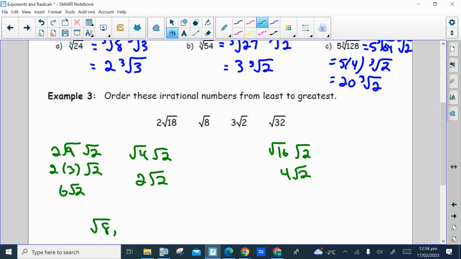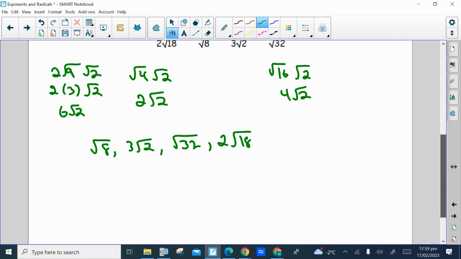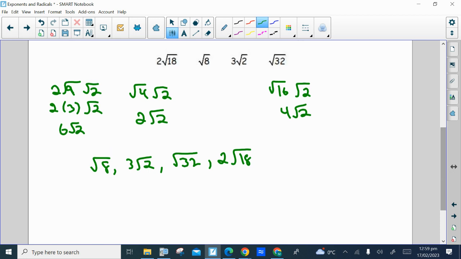The next larger number would be 3 root 2, which was written as 3 root 2. Then 4 root 2, which came from root 32. And then finally 6 root 2 that came from 2 root 18. So now we've arranged them from smallest to greatest. By writing them all as radicals in simplest form, mixed radicals, it makes it quite easy to compare them. Okay?